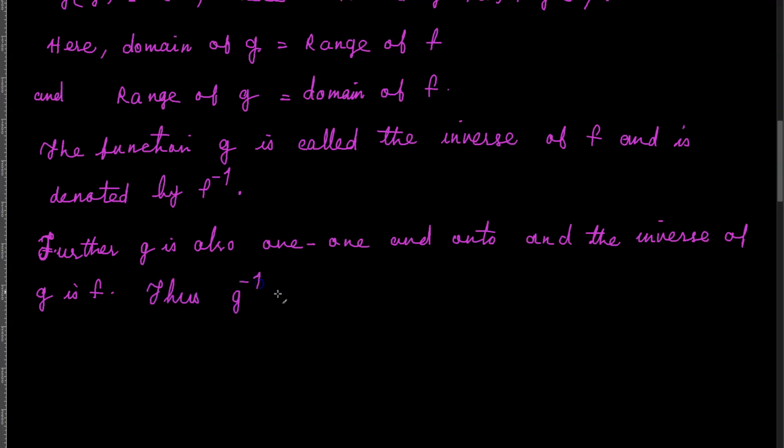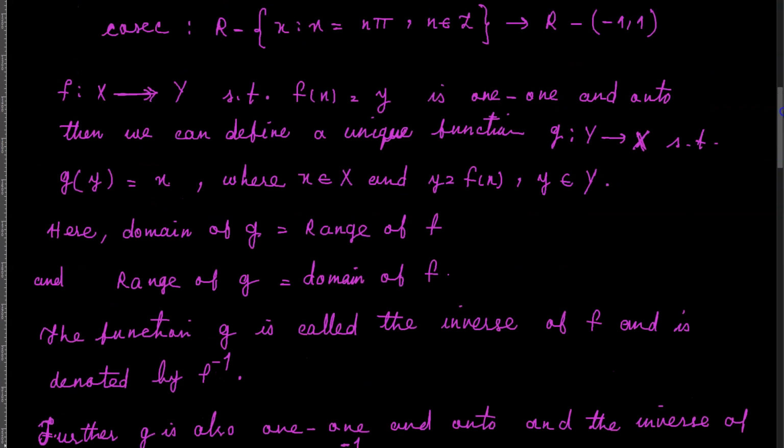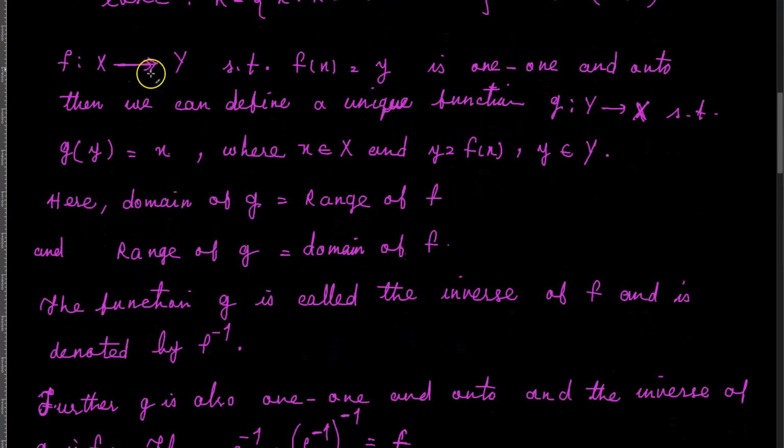Thus G inverse is equal to the inverse of F inverse, which is equal to F. We will talk about this expression. So of course here we said that we had this function F, and we said that G is the inverse of F.